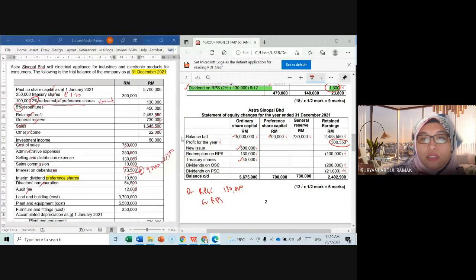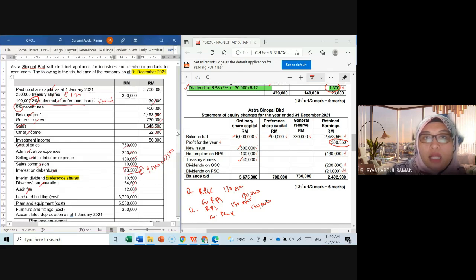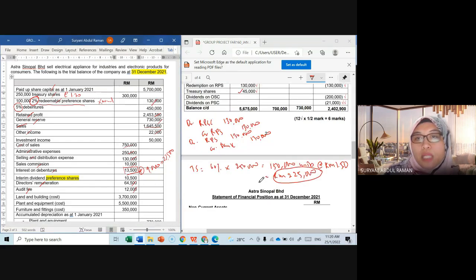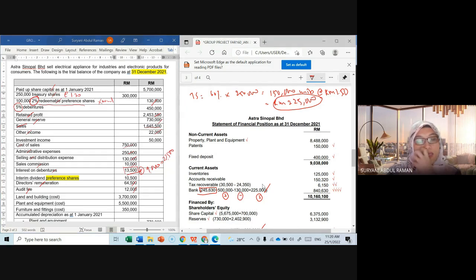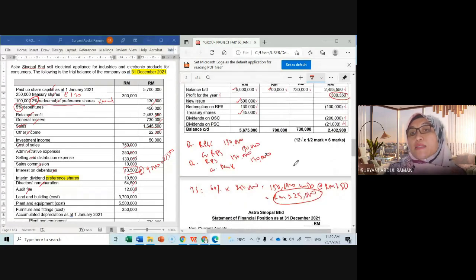Ingat, RM130,000. Lepas tu, debit RPS, redemption of redeemable preference shares, RM130,000 dan you bayar. Betul tak? Ingat tak kelas? So what is the effect? Account ni tinggal kosong. Duit berkurang. Duit kena tolak RM130,000. Okay, done. Tapi ingat, Companies Act kata you must keep the capital intact.